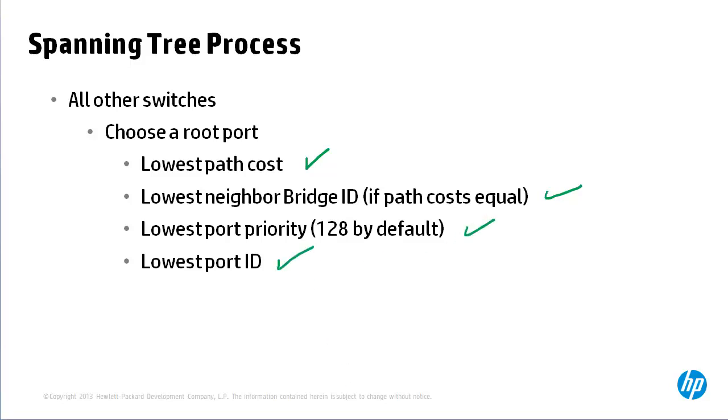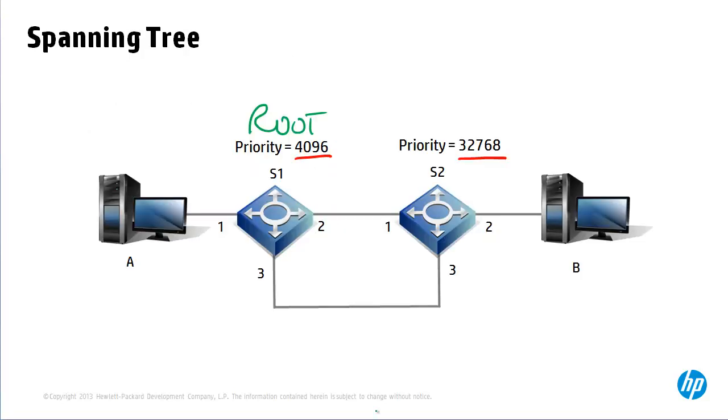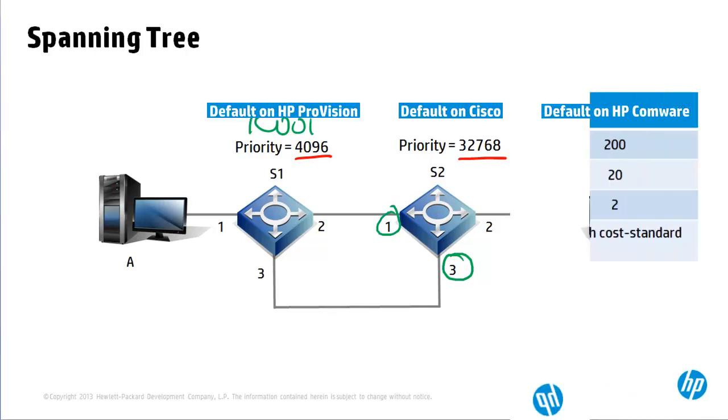So going back to our topology, switch 2 has 2 paths. It can either use port 1 or port 3. Now let's assume that all the links are gig interfaces. Which port will be the root port of switch 2?